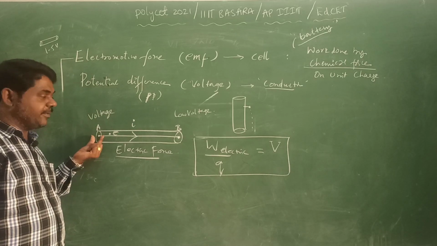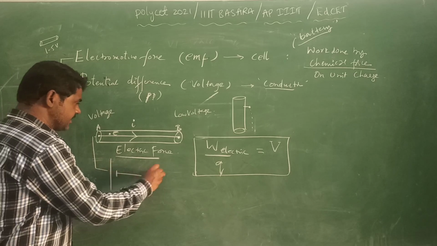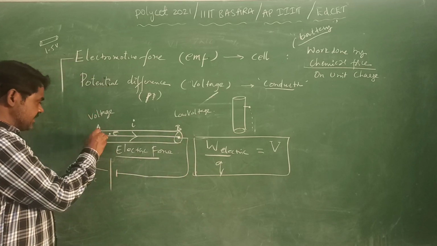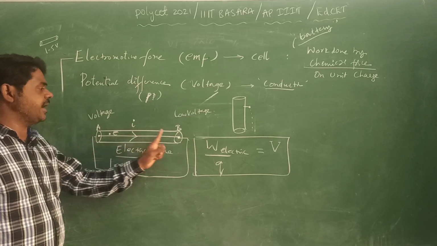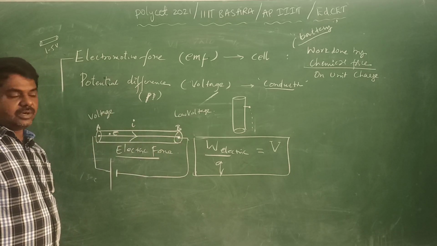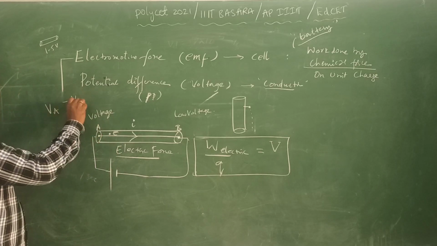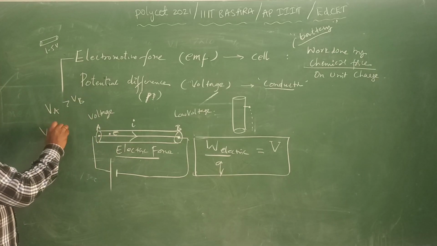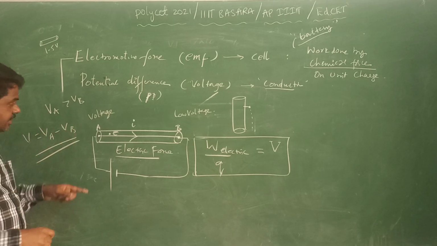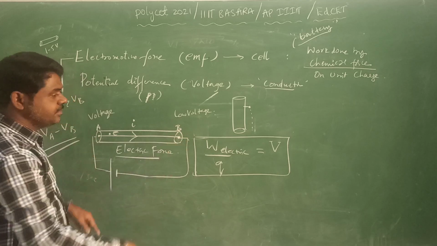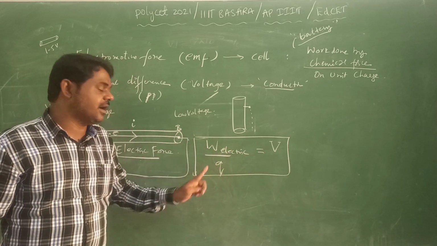So A is at high potential, B is at low potential, because this is connected to plus and this is connected to minus, then this is said to be at high potential than this one. So current always flows from high potential to low potential. Okay, so VA is greater than VB. So VA minus VB is the potential difference. The potential difference between these two is V, which is work done by the electric force upon charge.